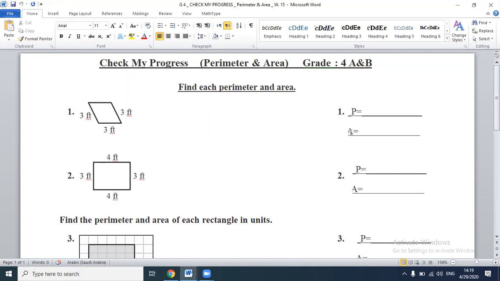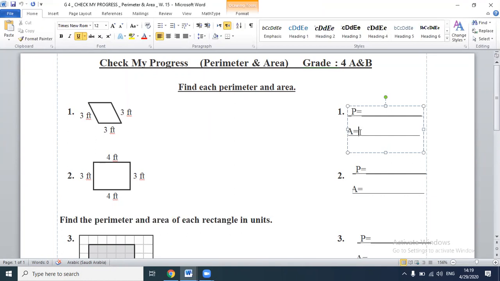For the first one, just find the perimeter. We didn't study how to find the area of this. We will study it in grade 6, inshallah. This is how to find the perimeter.